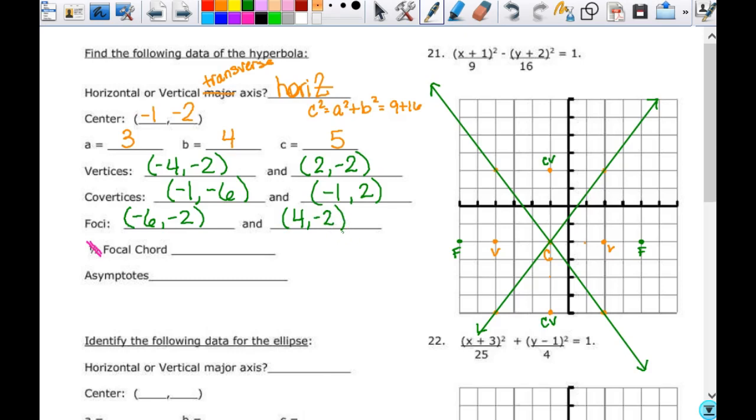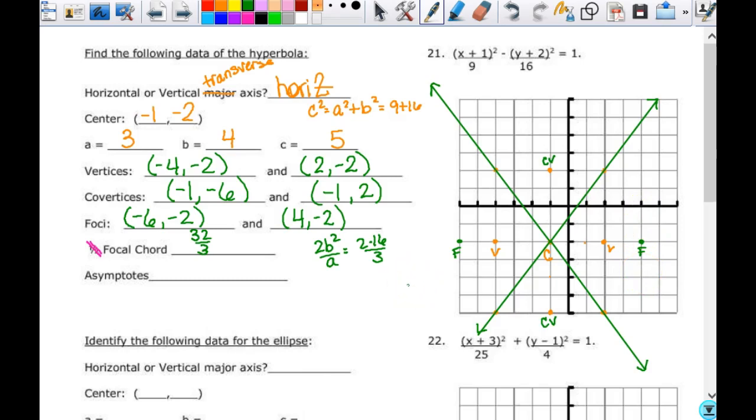I had you mark out that half there. So your focal chord is 2b squared over a. So it's going to be 2 times 16 over 3, which gives you 32 over 3. That's your focal chord. Now the reason it said 1/2 is because that's all you're counting. The length of the focal chord is 32 thirds, but half of it is what you count from the focus. So half of the 32 over 3 is 16 thirds.